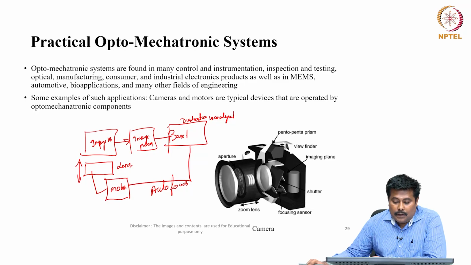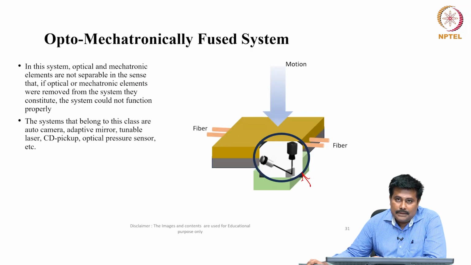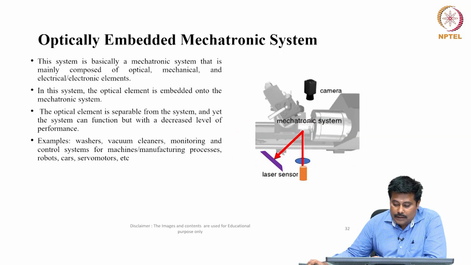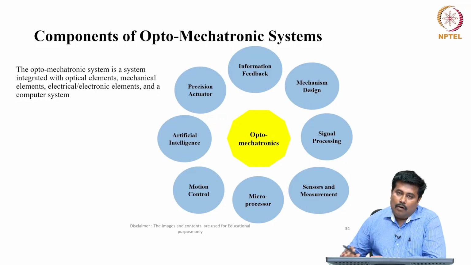So the optomechatronic systems are classified into three: optomechatronically fused systems, optically embedded mechatronic systems, and mechatronically embedded optical systems. We have discussed the application of all these three categories. Now we will discuss some of the key components of an optomechatronic system.